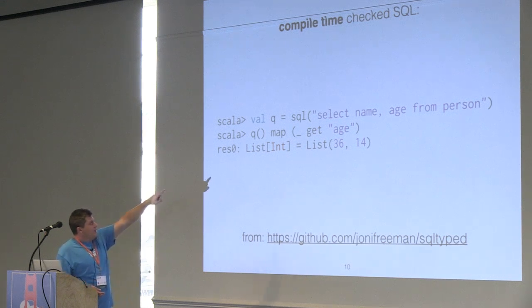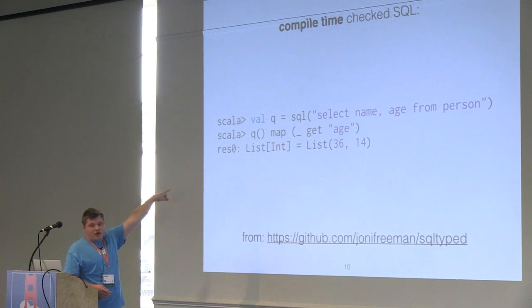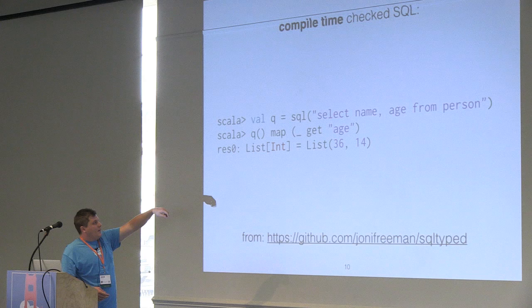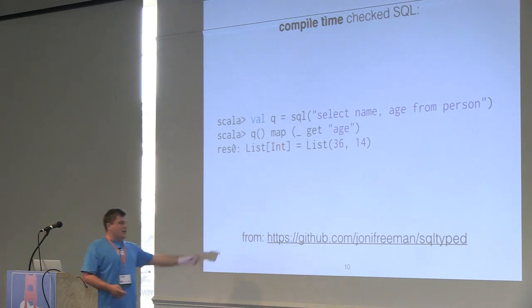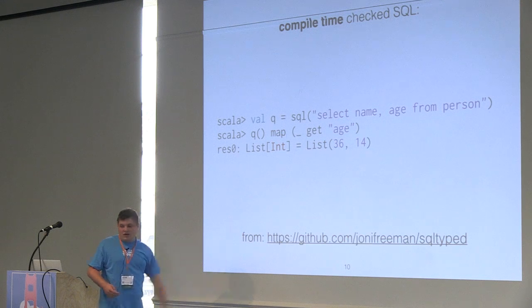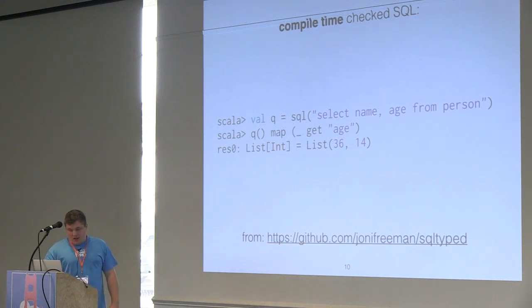So for example, we can run the query. That's what the calling of Q does. We run the query, we can map over it, and we can get the age, for example. So in this case, we got all the ages from the query that we ran, and we get 36 and 14. You can check it out here. There's been quite a bit of cool work done, and I encourage people to go look at it.